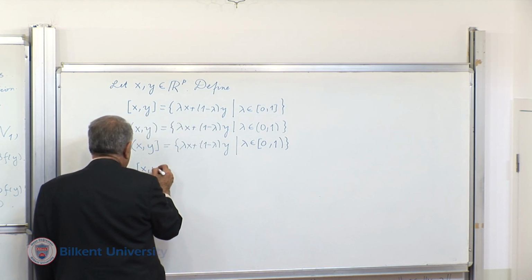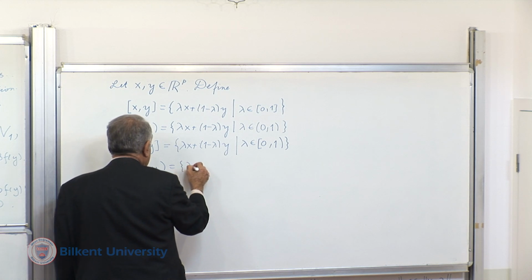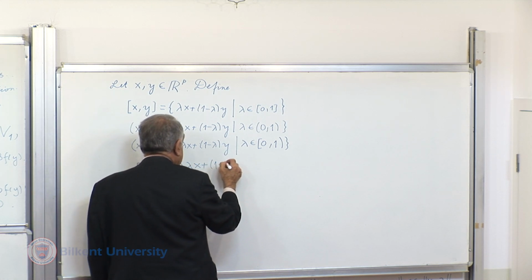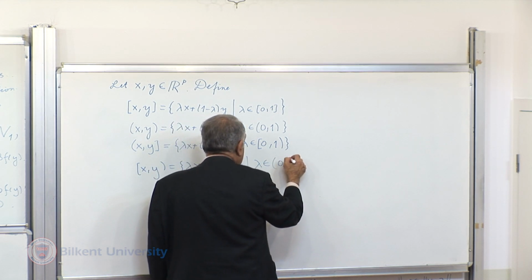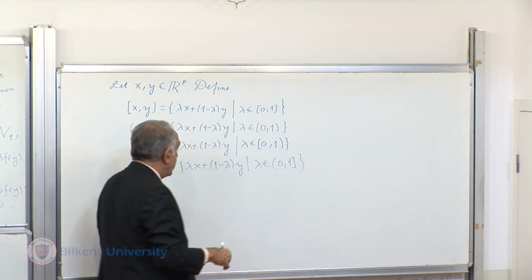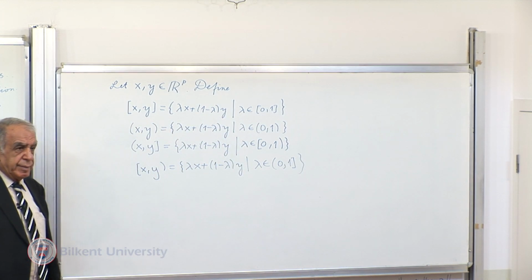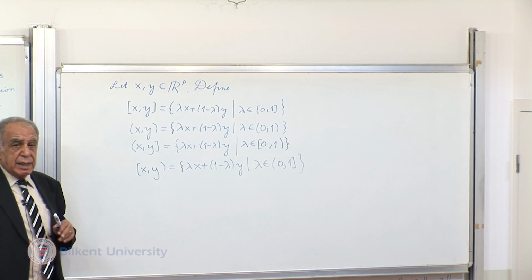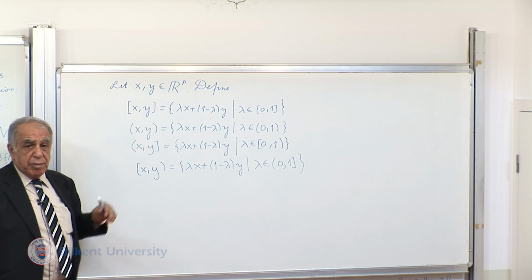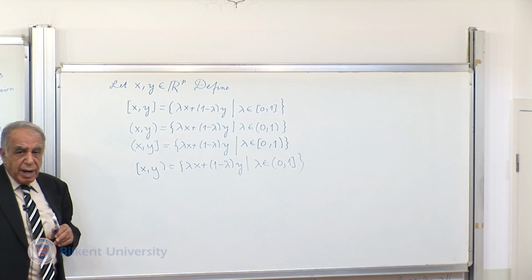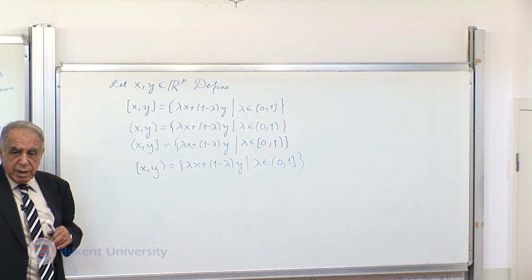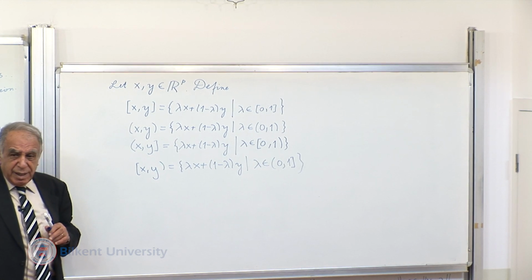Now, (x, y], similarly, that will be lambda x plus 1 minus lambda y, such that lambda this time excludes 0, but includes 1. Are these sets the same if I take p equal to 1 with the intervals we have defined in R in terms of the order structure? Almost, but not exactly. Why is that?